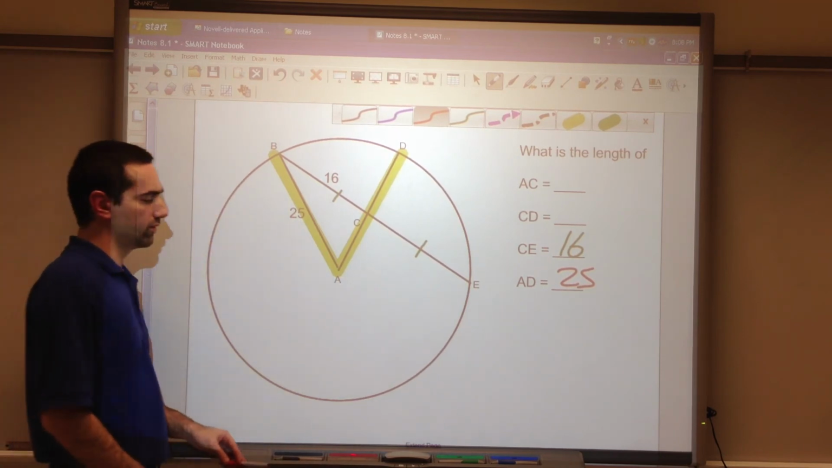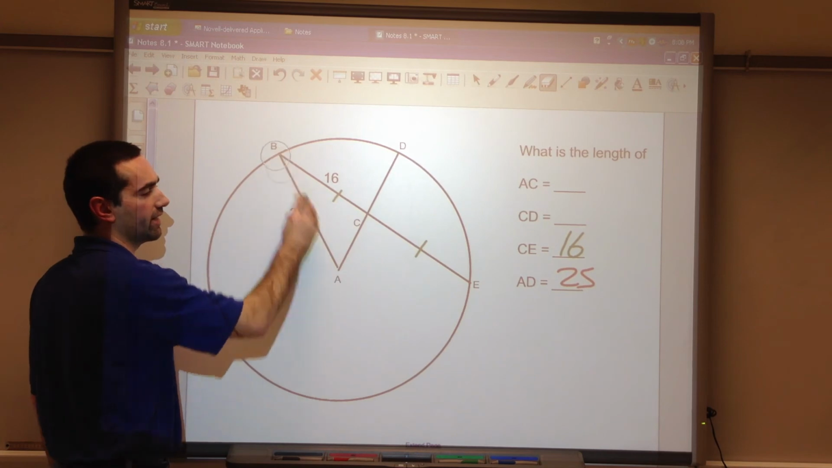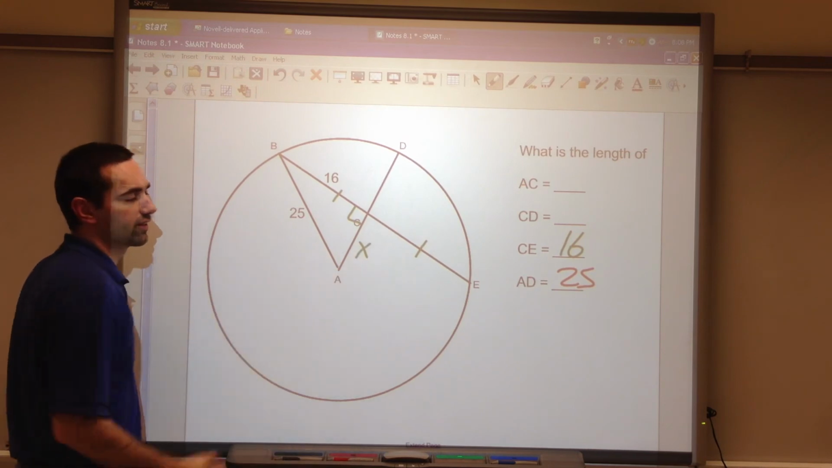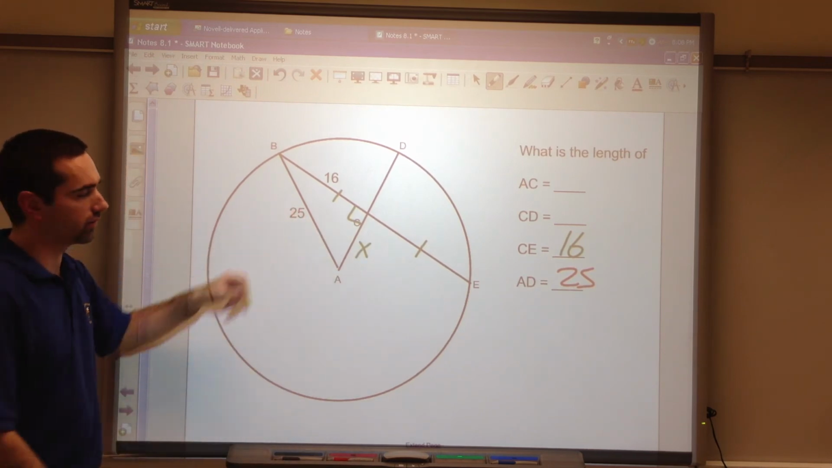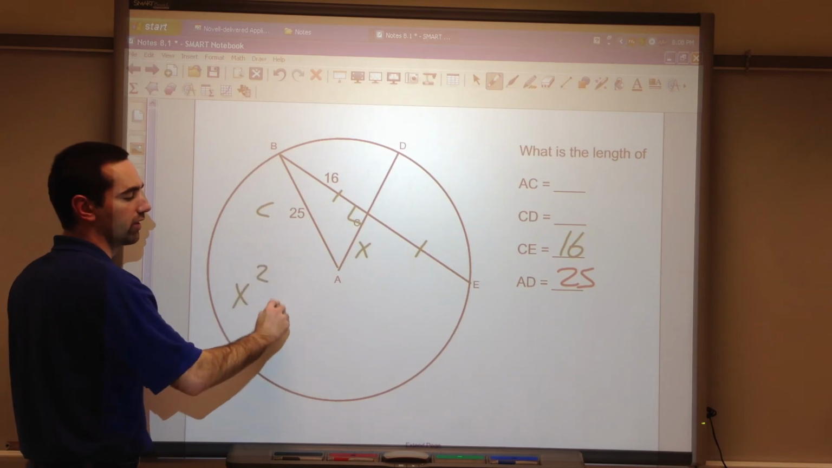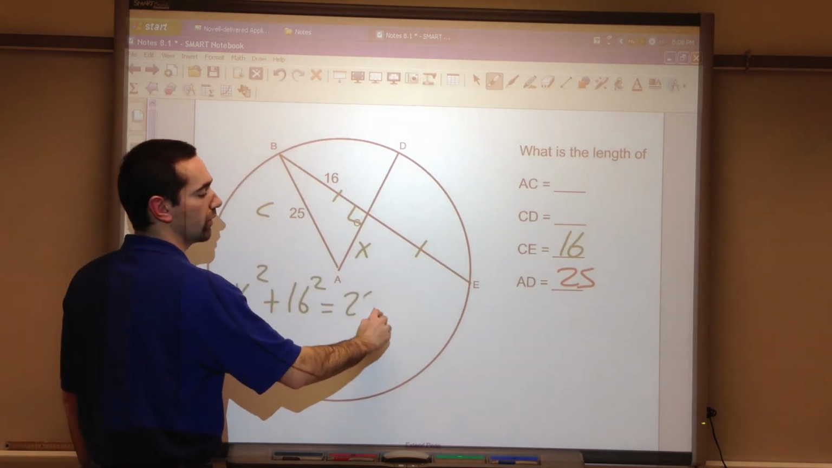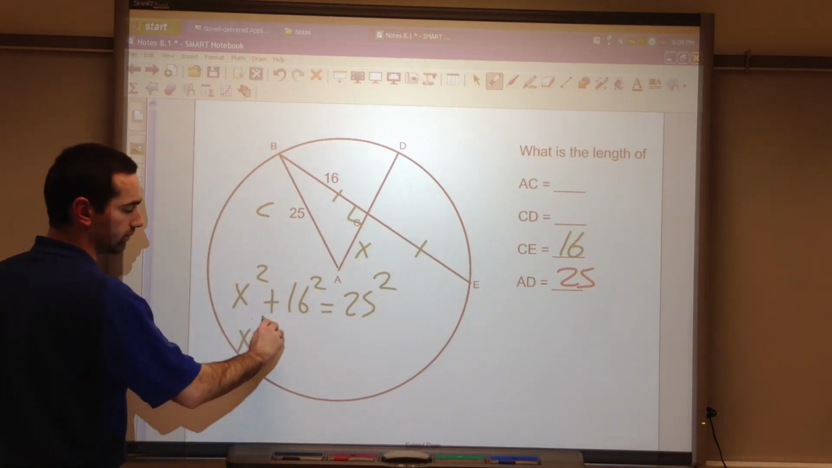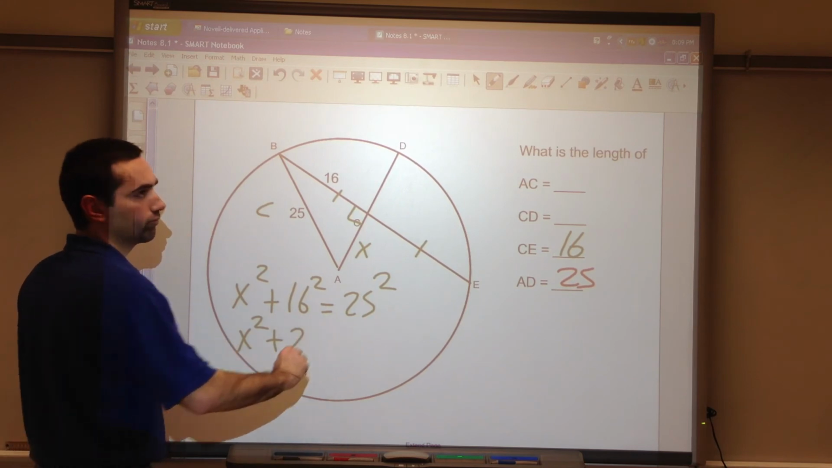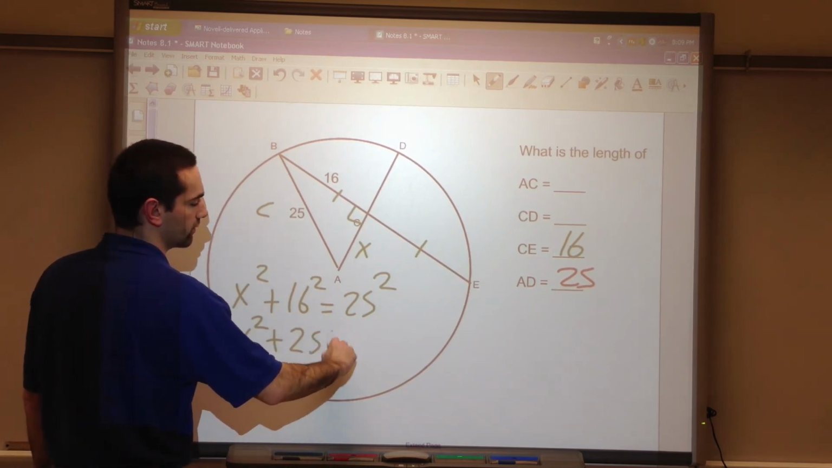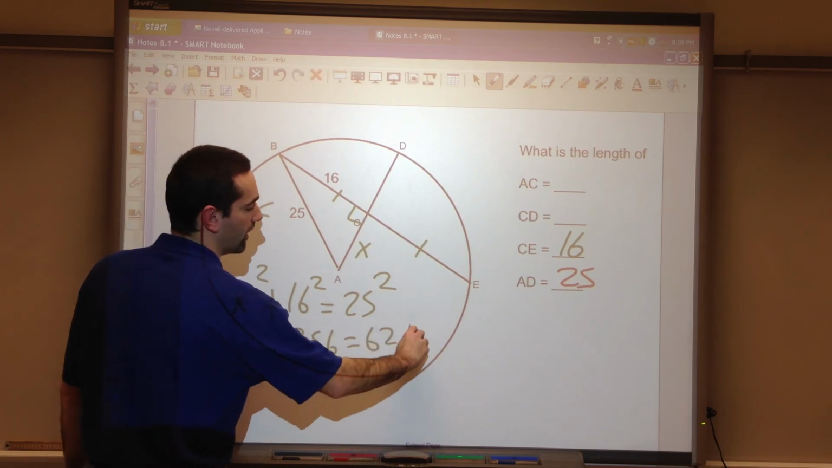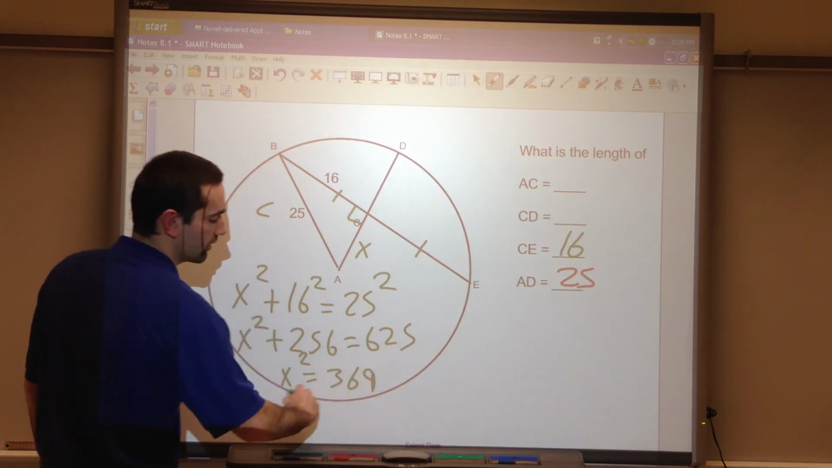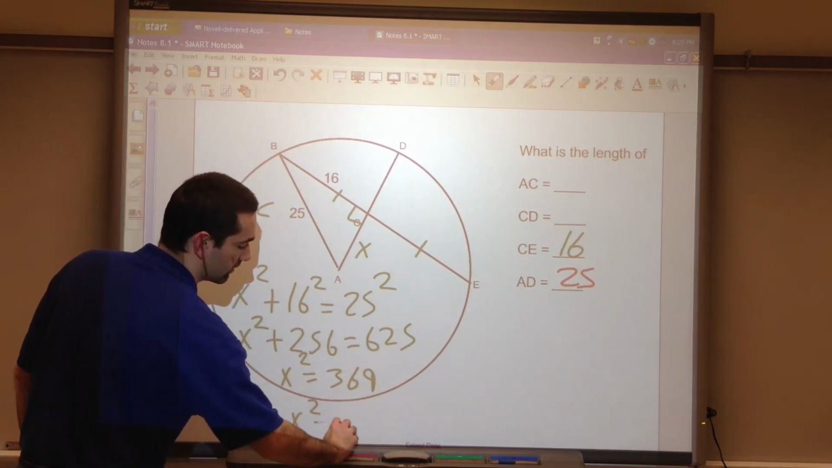Now let's solve for AC. It's a 90-degree angle. I'll call this x. Hypotenuse, thus it's c. X squared plus 16 squared equals 25 squared. 16 squared is 256, equals 625. Subtract them. X squared is 369. Square root of 369.